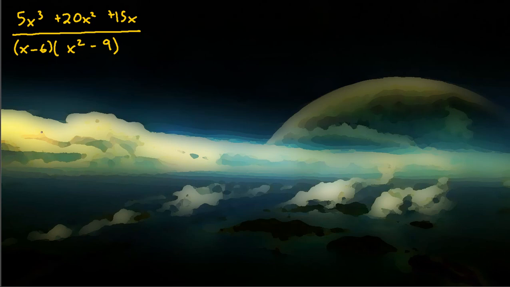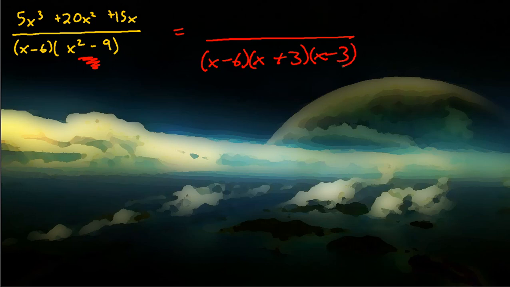Okay. So our denominator is partially factored already. So if it's already factored a little bit, then don't argue with that. Accept it. But it's not factored all the way. I could factor that x squared minus 9 a little bit more. So I will. So I have x minus 6, then x plus 3, and x minus 3.